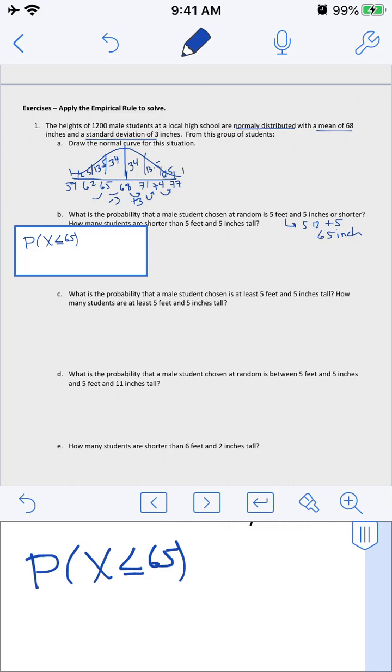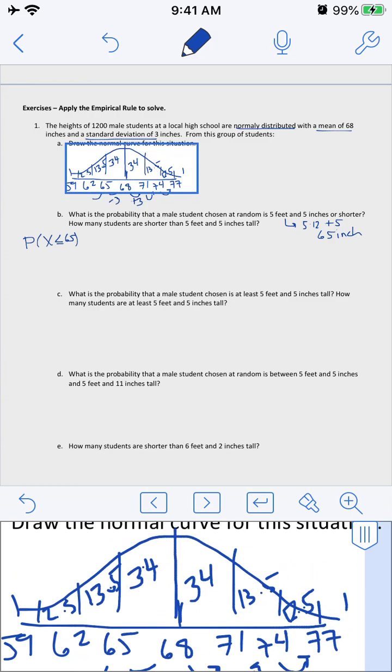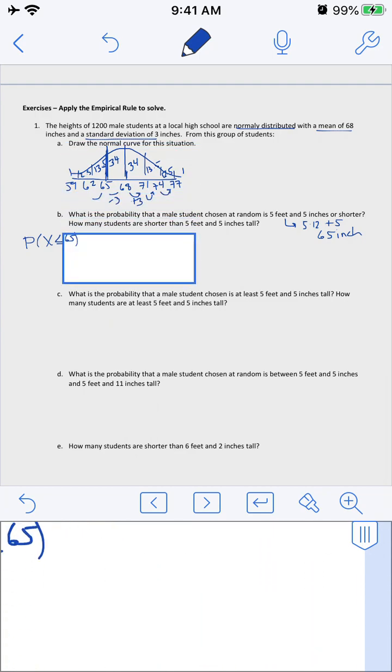Okay, so how do we do this? Well, let's go back to our normal curve. The reason we drew this whole thing is it's going to tell us those probabilities. These numbers here are the probabilities. The 34 is the 13.5s. So right here, we see 65. Anyone less than that would be in the 65, 62, 59 zone. So we're going to just add up those probabilities.